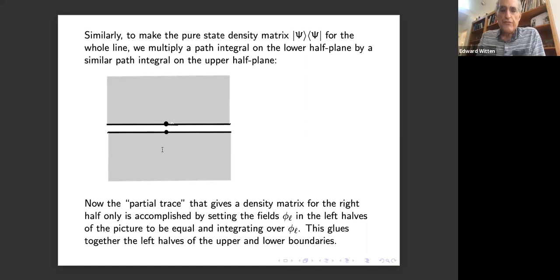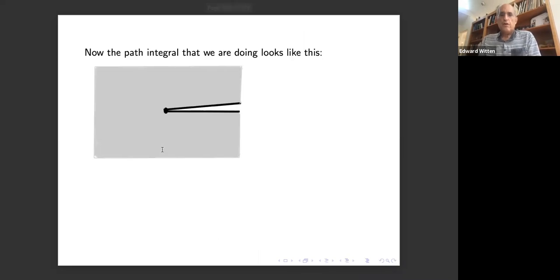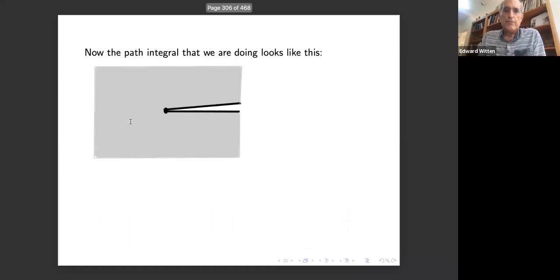That glues together the left halves of the upper and lower boundaries. Now the path integral that we're doing looks like this. I took this picture and glued together the left halves of the picture, to say that phi left in the lower half is the same as phi left in the upper half. And after gluing them together, I get this. That opening angle should really be 0, but you couldn't see it, so I drew a small opening angle just so you can see it in the picture.